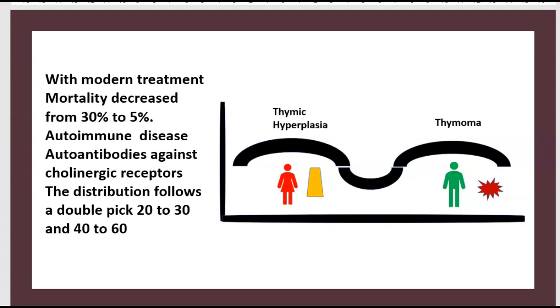The distribution follows a double peak, 20 to 30 and 40 to 60. In the first peak, there is a predominance of the female sex. In the second, there is a predominance of males. In the first group, we find thymic hyperplasia. In the second group, we find thymoma.